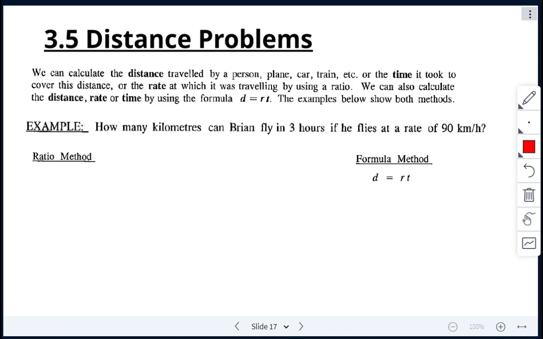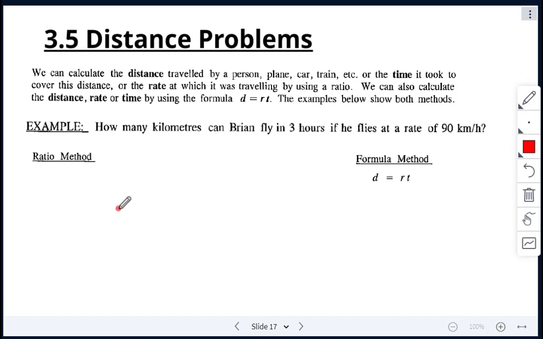So next we're looking at distance problems. So we can calculate the distance traveled by a person, a plane, a car, a train, so on, or the time it took to cover this distance, or we can also solve for the rate at which it was traveling by using a ratio. But there is a formula we can use. There's a formula called D equals RT. So D is for distance, R is the rate, and then T stands for time. All right, so let's look at both methods here.